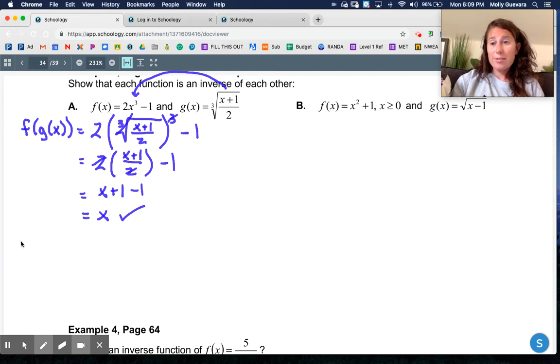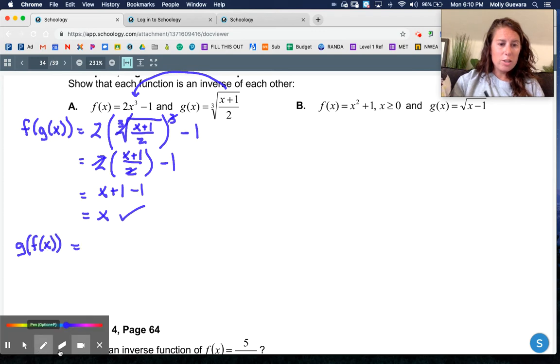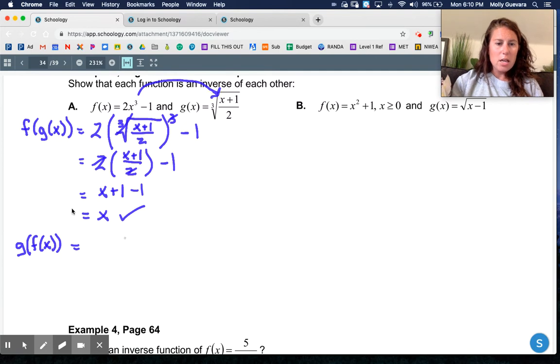But now I actually have to verify both, because if it works in one direction but it doesn't work in the other, then they're not inverses of each other. So here I have now g of f of x, which just means that I'm going the opposite way, right? I'm taking my 2x cubed minus 1 and plugging it in for x.